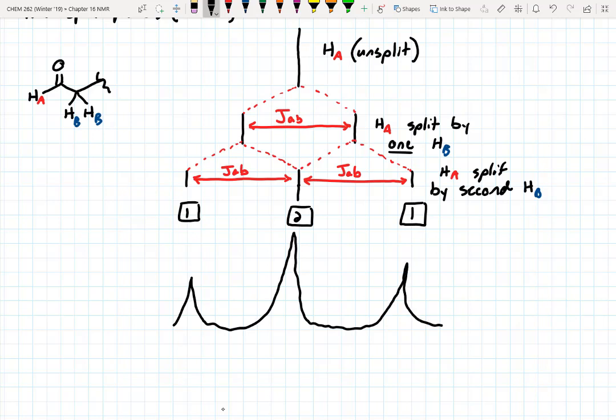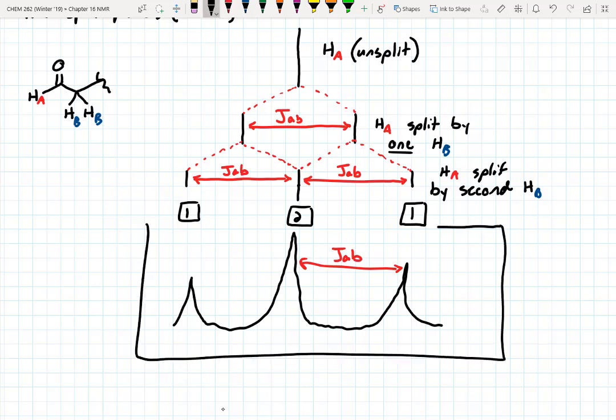Or be something like this. So if we zoom in really, really far on the triplet, we can actually measure the distance from one of the peaks to another, and we would call that JAB, and we would actually report this whenever we publish NMR data in literature. So this would be a zoom in of a triplet.